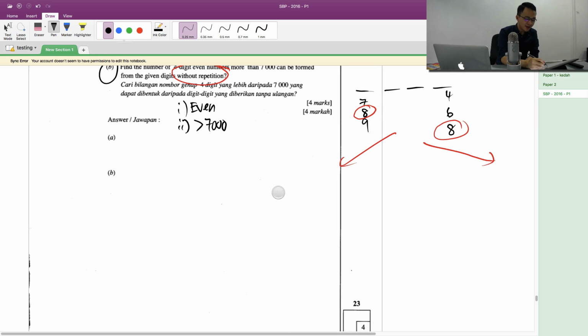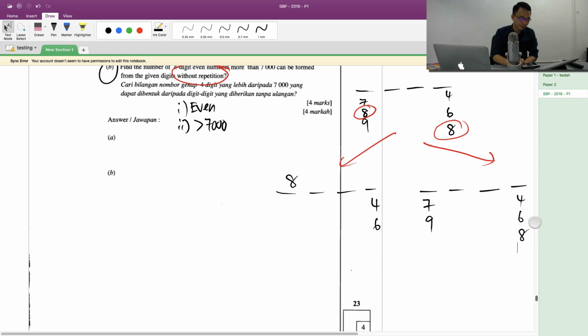So the first case here, I make sure I use 8. The second case here, I make sure the first digit I use 7 and 9. Because I want to avoid repetition, if I use 8 in the first place, the last place I will use 4 and 6 only. If I use 7 and 9 at the first place, here I can use all 4, 6, and 8.